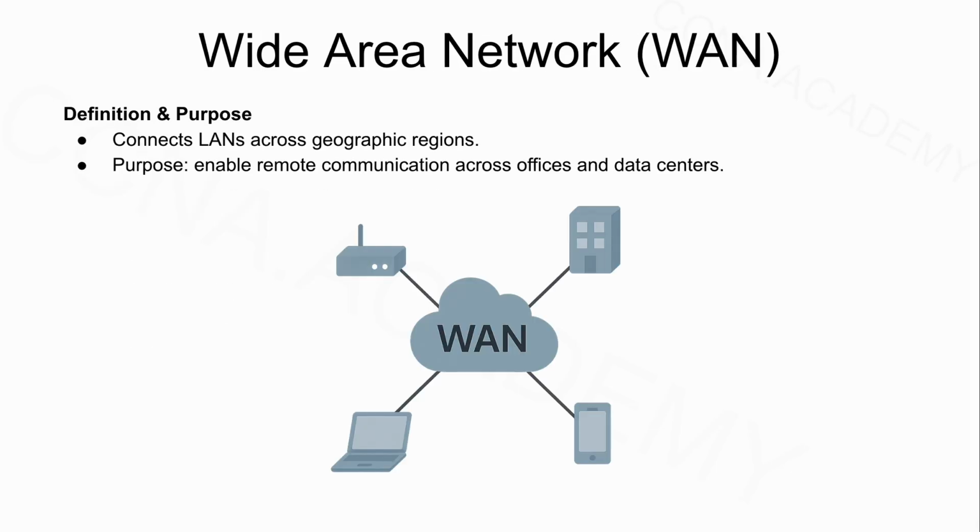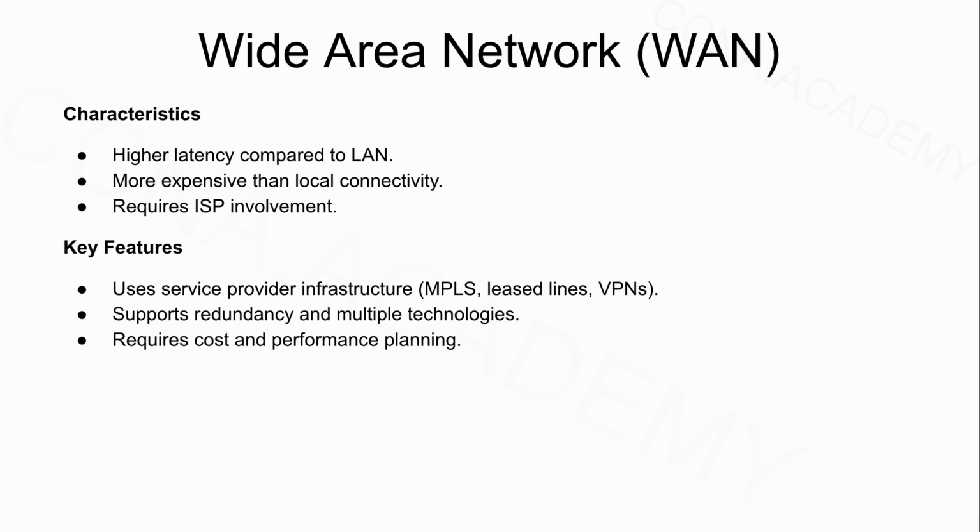A wide area network, or WAN, connects multiple LANs across geographic distances. Its purpose is to enable secure communication between branch offices, headquarters, data centers, and the cloud. WANs rely on service providers and technologies such as MPLS, leased lines, or site-to-site VPNs. They are more expensive than LANs, can introduce latency, and require careful planning. Key features include redundancy, secure tunneling, and connectivity across cities or even countries.